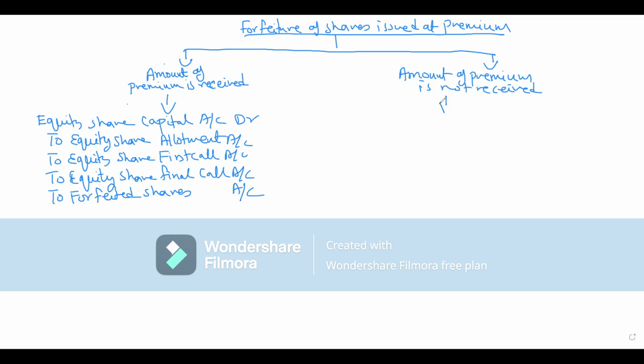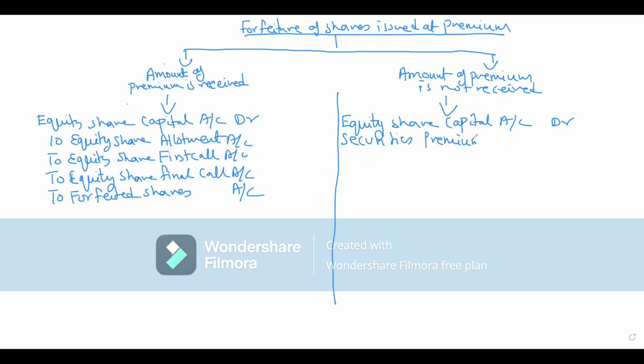Now, what if the premium money is not received? What does this mean? Let us see the journal first. When the premium amount is not received, students, this is the journal that we are going to do. Equity share capital account debit. Now, because you did not receive the premium money, securities premium account will also be debited, to those calls on which amount has not been received.